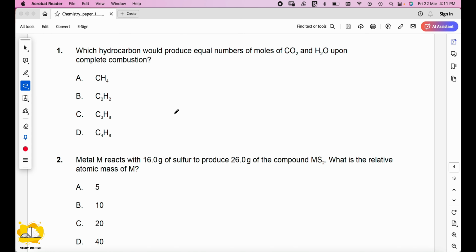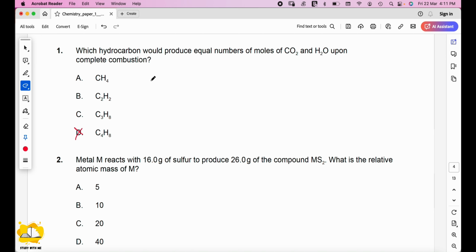Okay, let's start with number 1. Which hydrocarbon would produce equal numbers of moles of CO2 and H2O upon complete combustion? If it's complete combustion, it will react with oxygen and produce CO2 and H2O, but the number of moles should be equal. The answer is D.